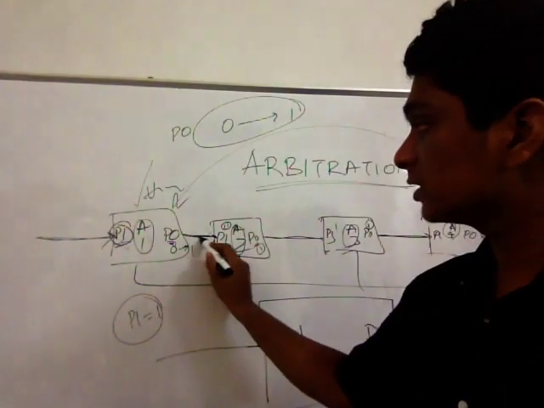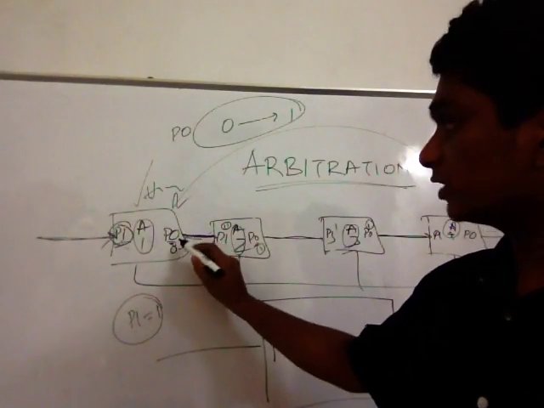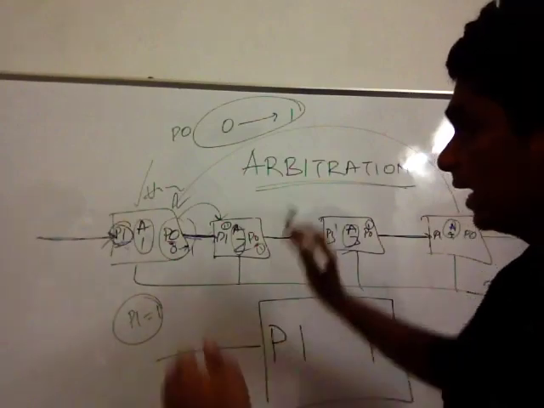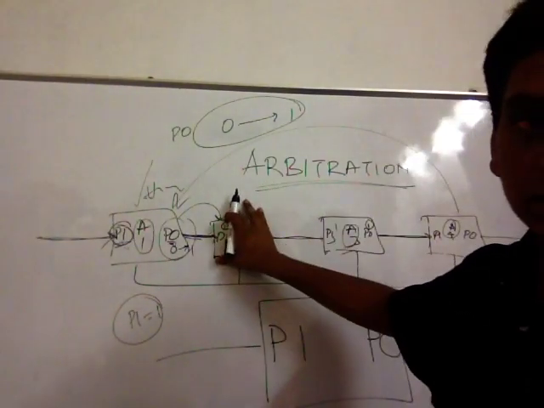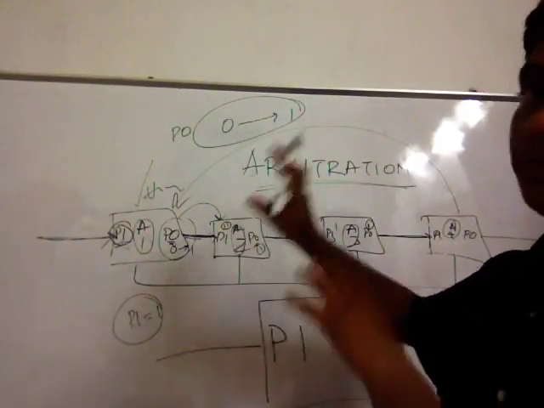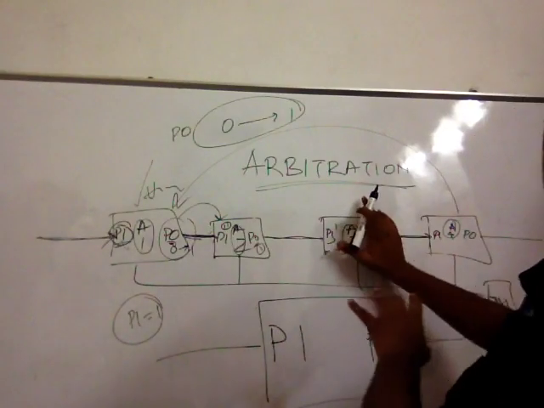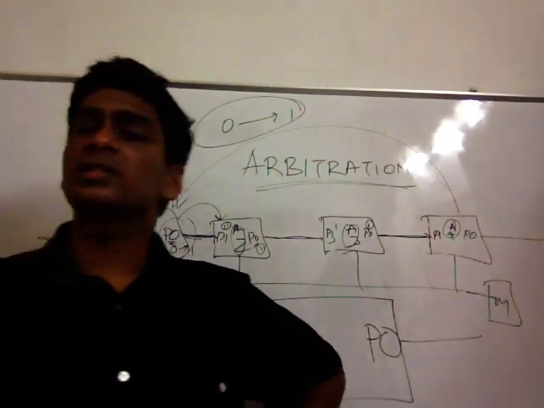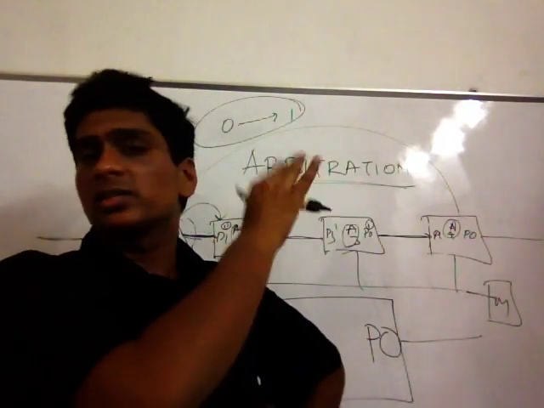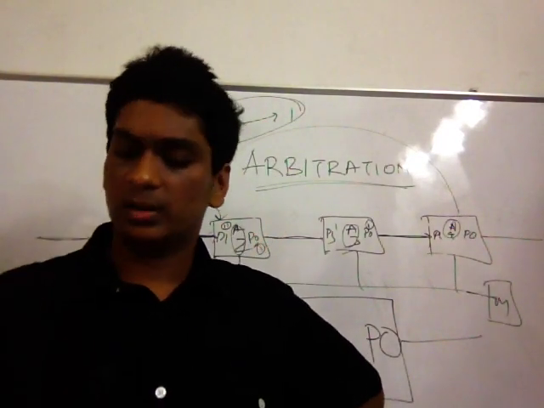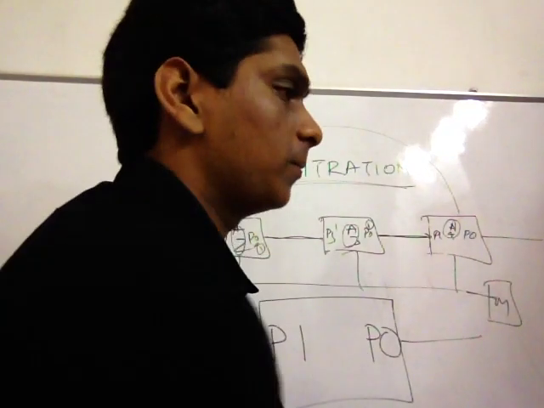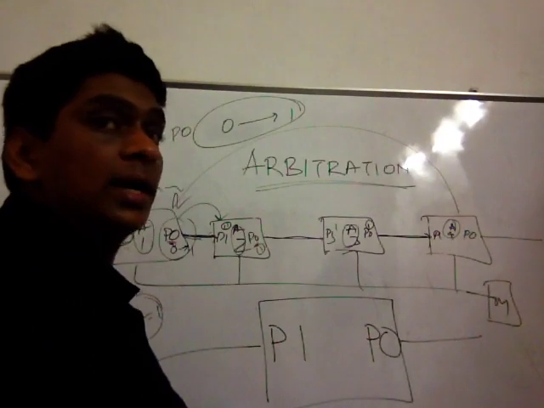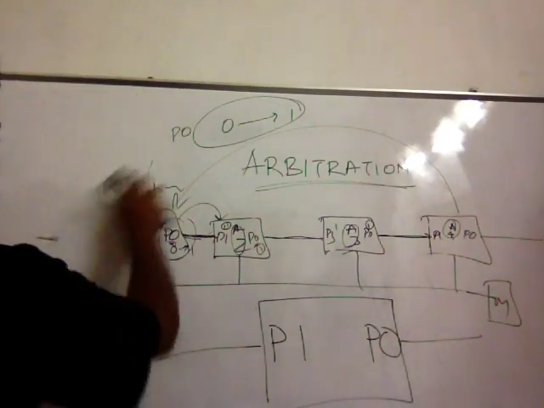So what will this bus line do? It will transfer the 1 value of PO to PI. And this processor, if it wants the control, it will take it. If it does not want the control, it will pass it on to the next arbiter. So this is how the serial arbitration works. This is very simple. Just look at the block diagram and you'll get it. This is serial arbitration, or daisy chain arbitration.